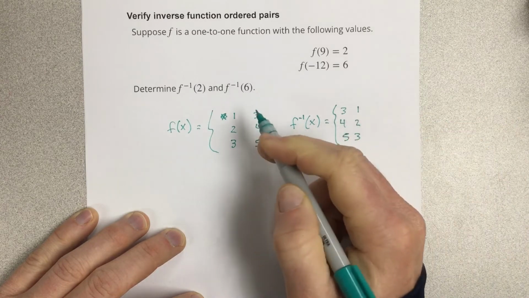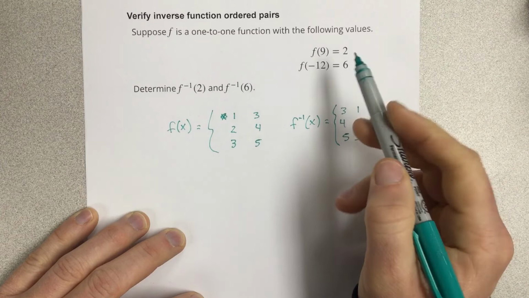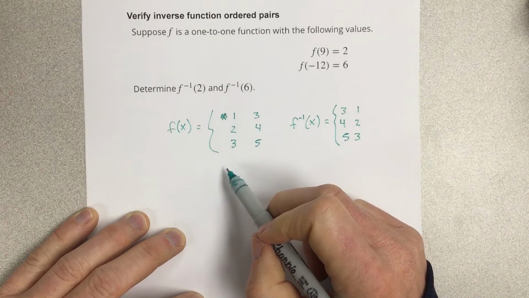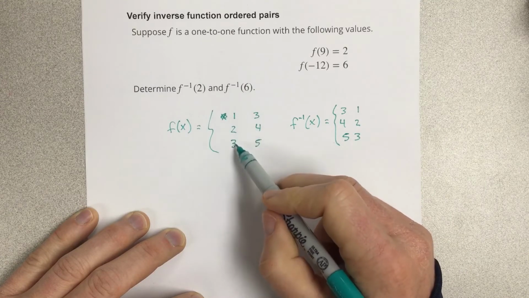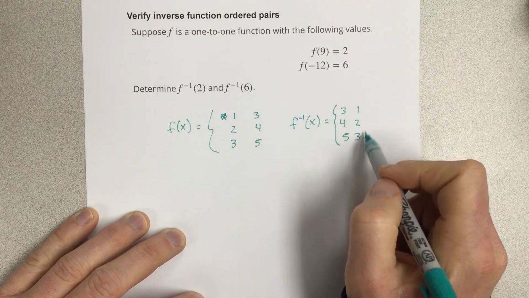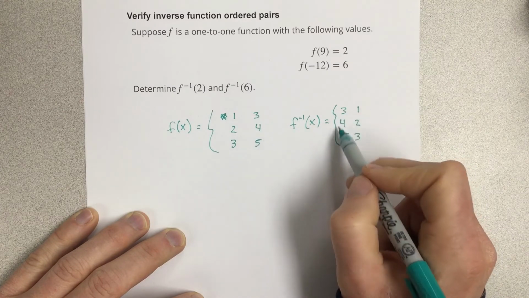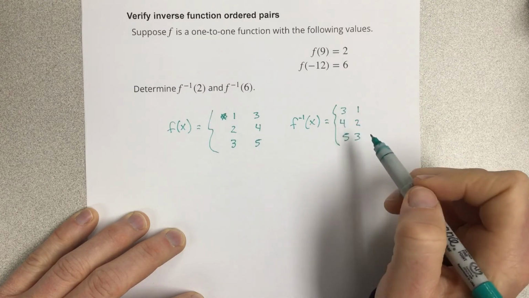So the thing you notice about inverse functions is the domain and range, they flip. So whatever your inputs were for your original function, they become the outputs for the inverse function. And the outputs for the original function become the inputs for the inverse function.